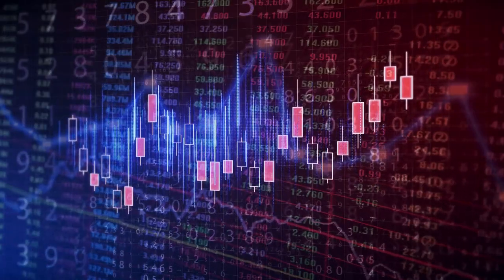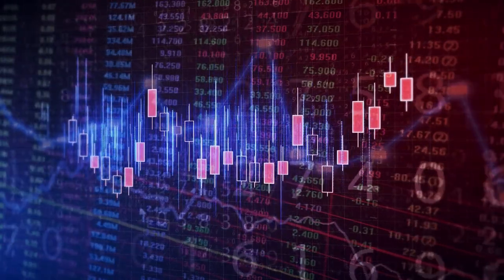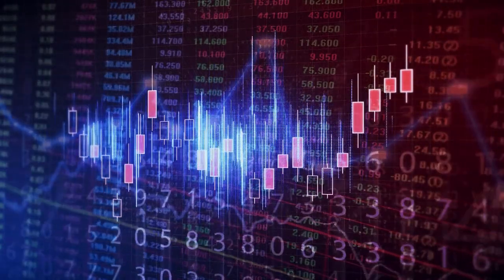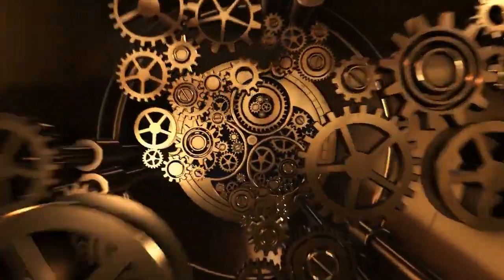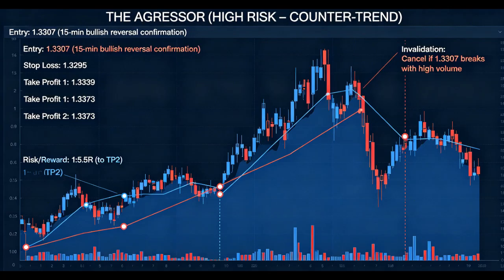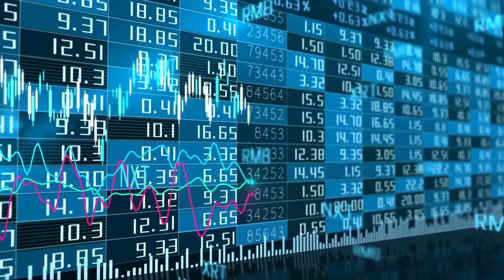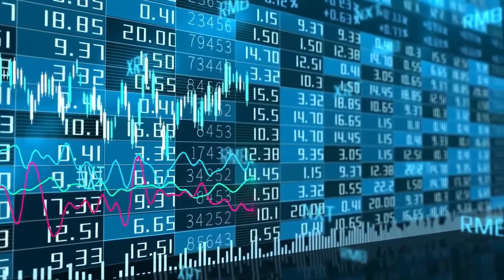Everything else is noise. Tomorrow's focus is the US initial claims number at 8:30 a.m. New York time. Current expectation is 225,000. A print above 235,000 and the dollar softens. That's your long opportunity. A print below 215,000 and the pound gets crushed.